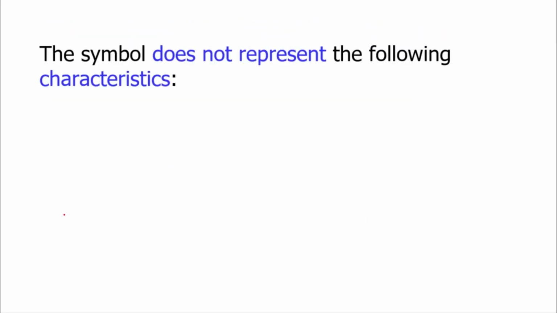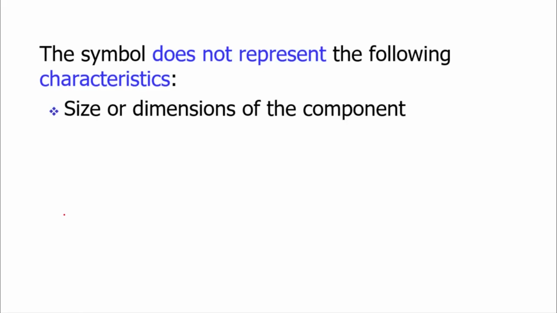But what are the symbols not representing? These characteristics are the size and dimensions of the component. The sizes may be very large or very small. For huge components such as motors, tanks or piston cylinder arrangements, it's very difficult to draw them on paper. So the size and the dimensions are not being represented on paper or in the digital drawings which we are commonly using nowadays.